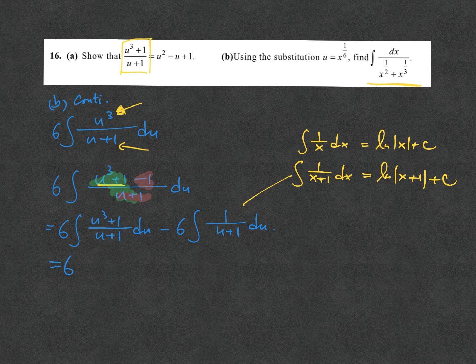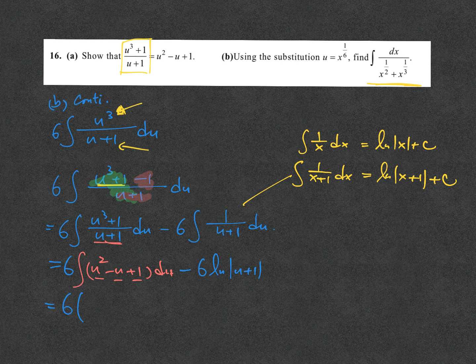Whereas for the first one, because the expression u cube plus 1 over u plus 1 is defined already, it is as simple as a polynomial, u squared minus u plus 1. Each of them can be integrated one by one separately, and that's why the question now becomes solvable. Okay, the next one will be log absolute u plus 1. I will add the integration constant at the end.